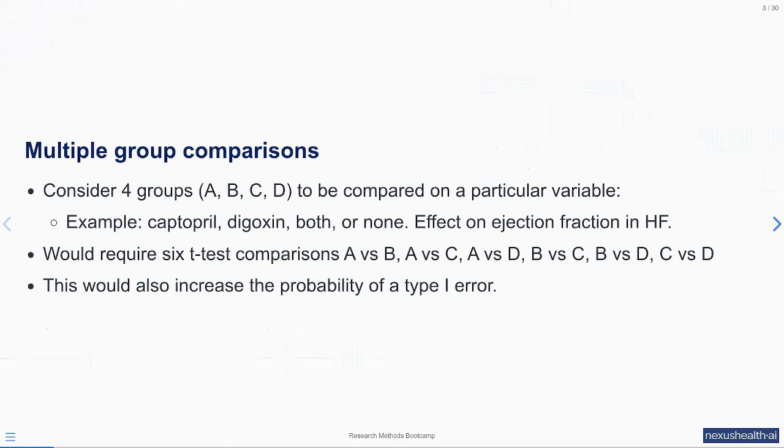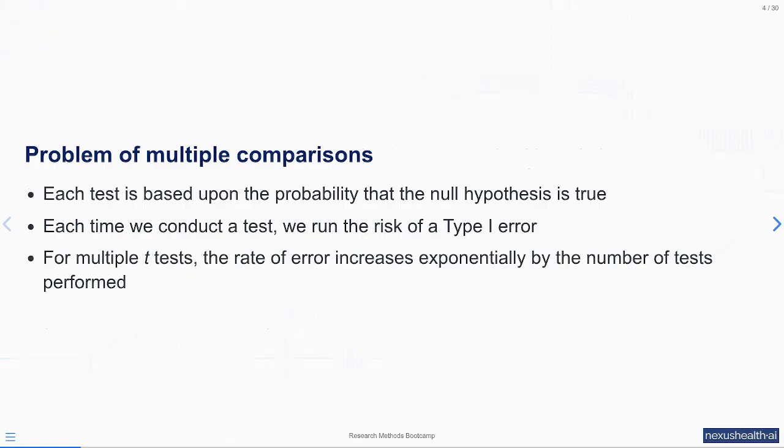If we were to use the t-test, it will require us to carry out 6 t-test comparisons. So we compare group A with group B, we compare group A with C, A with D, B with C, B with D, and C with D. This would also increase the probability of committing a type 1 error. And this is the problem with multiple test comparisons.